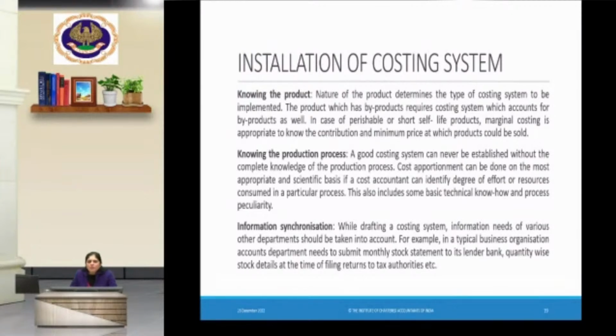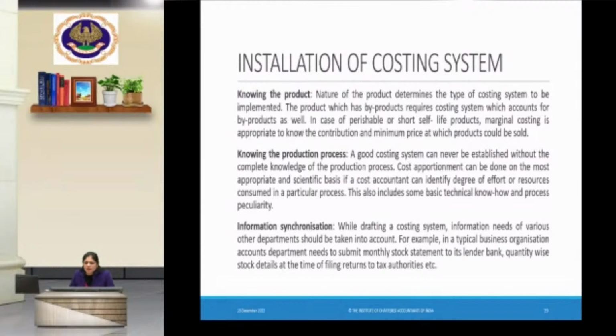Knowing the production process, a good costing system can never be established without the complete knowledge of the production process. Cost apportionment can be done on the most appropriate and scientific basis if a cost accountant can identify the degree of effort or resources consumed in a particular process. So this also includes some basic technical know-how and process peculiarity. So according to the production process, how many processes the raw material will pass, accordingly every process will be inbuilt. So we should know the cost of every process. So accordingly, the system will be built.